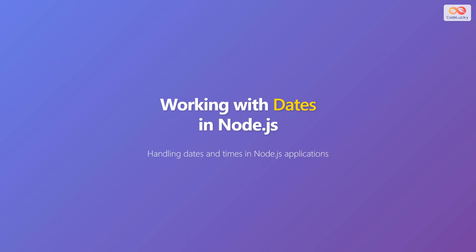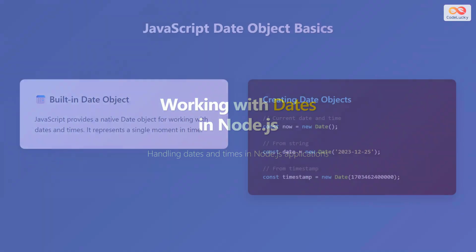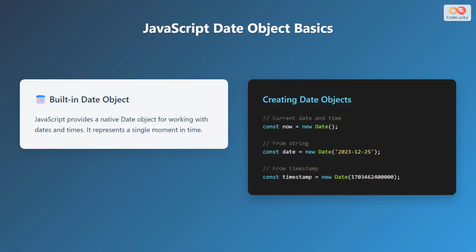In this video, we're going to explore how to work with dates and times in Node.js applications. Handling dates correctly is crucial for many applications, from scheduling events to recording timestamps. You'll learn about the built-in JavaScript Date object, common methods for manipulating dates, formatting, time zone considerations, and popular date libraries that can simplify your work.